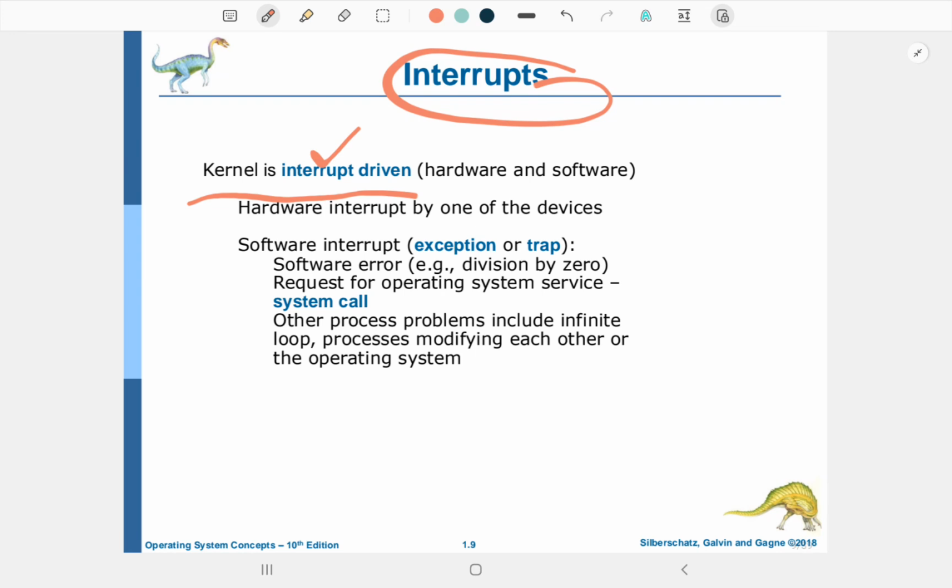So when we talk about things like exceptions, when you divide by zero, things like system calls, which we will talk about later, or when you have things like infinite loops, these generate software exceptions to the kernel, and the kernel handles it.